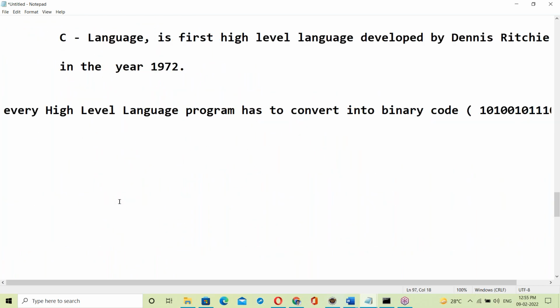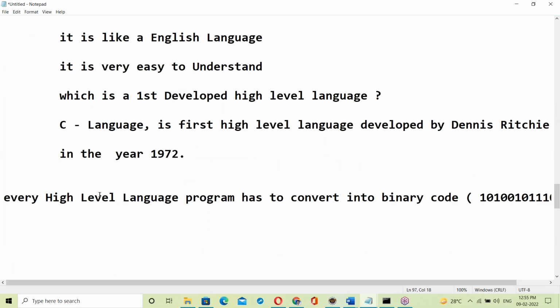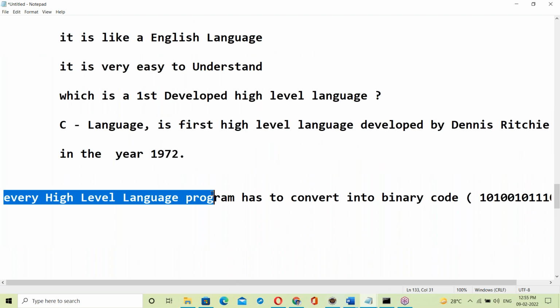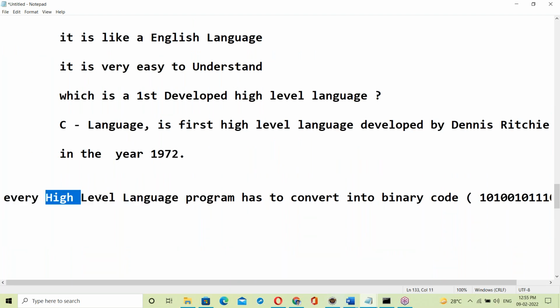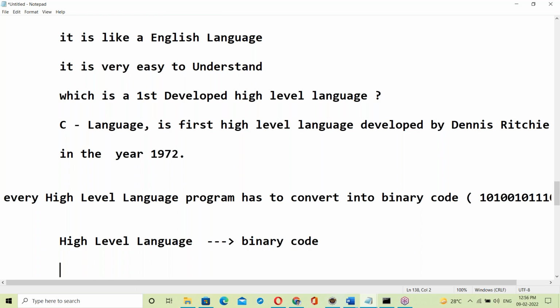Now, in a fourth generation computer, every high level language program, maybe a C program, Java program, or Python scripting, has to be converted into binary codes. Who will convert high level language to binary code here? Come on, guess. Which one will convert from high level language to binary code?